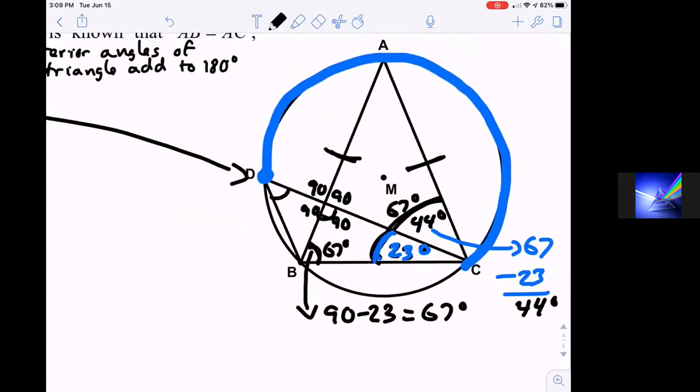Okay. Now, what else do we know? This angle is 44. This is 90. This top angle right up here would be 90 minus 44, which is 46 degrees. So 46 degrees up top here.